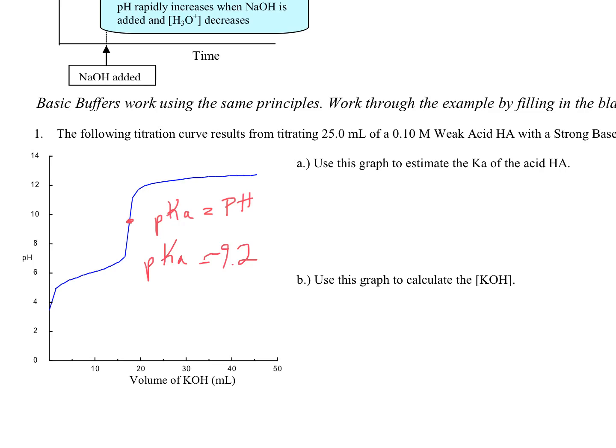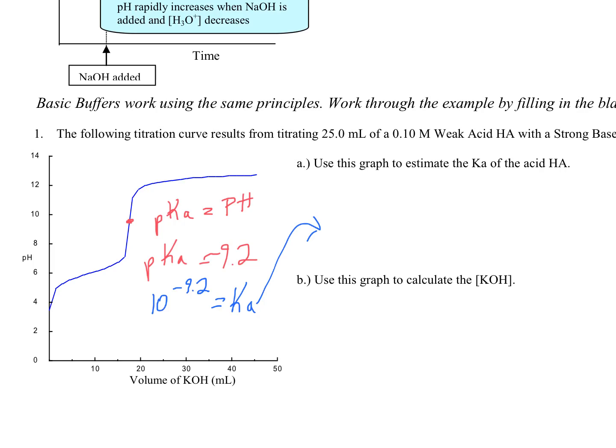So how do you find a Ka? Well, anytime you have a p, you do the opposite of it. So the pKa means it was the negative log of the Ka. To do the reverse of that, you would do 10 to the negative 9.2 equals your Ka. Put your answer here.